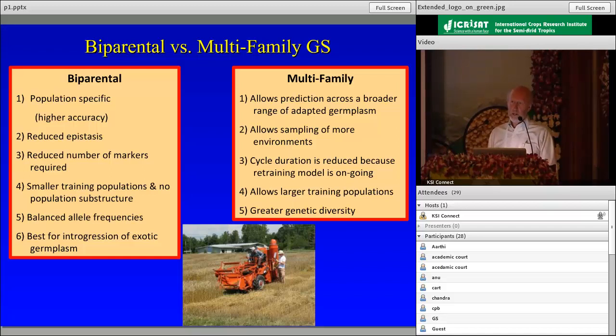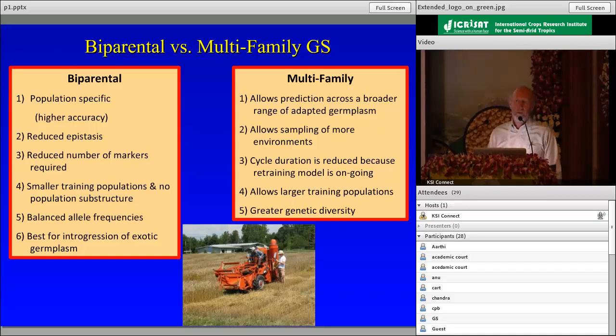Obviously, this takes more time because you have to retrain the model for each population, but the advantage is that you don't have to worry so much about epistasis. You need fewer markers, smaller population sizes, and obviously you don't have to worry about minor allele frequency. It's really the only approach you can use for introgressing exotic germplasm.